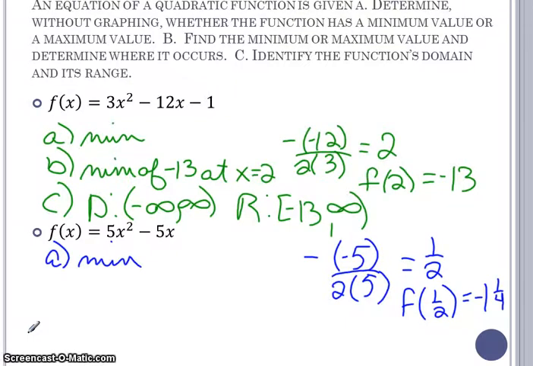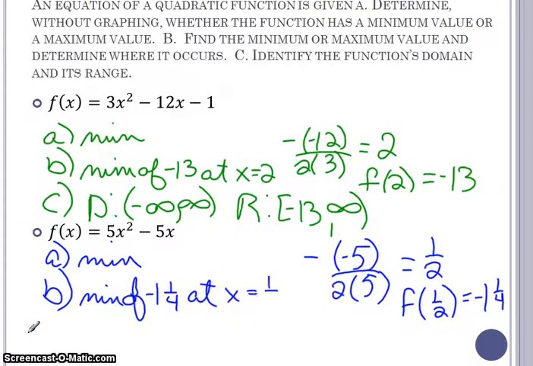So I believe our y coordinate's going to be a negative 1 1/4 then. All right, so what we can say based on this is that we've got a minimum of negative 1 1/4 at x equals 1/2.